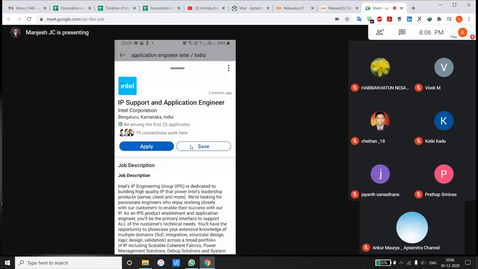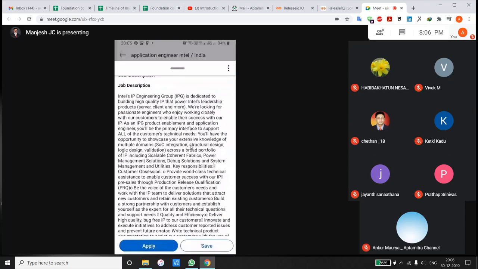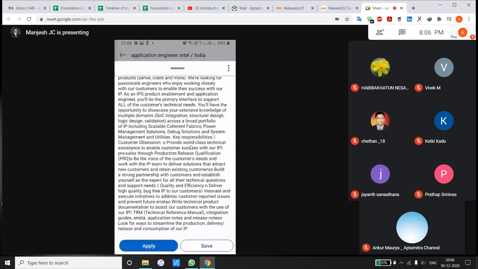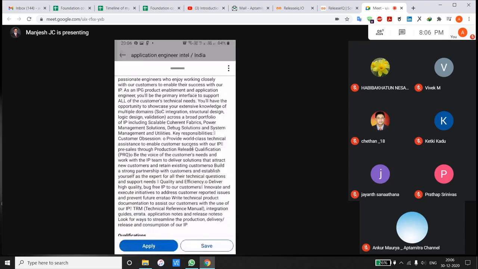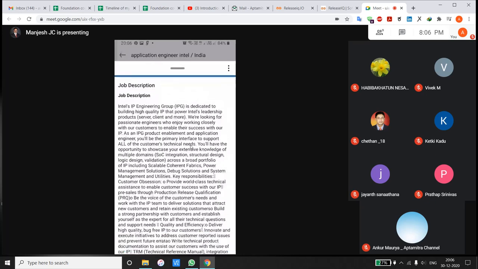What IP support involves is Intel's IP engineering group is dedicated to building high quality IP that power Intel's leadership products. We are looking for passionate engineers who enjoy working closely with our customers. Very, very important. You will work between customers and the technical team to enable their success with our IP. And you will not be involved in developing any IP. Already an IP is developed. You will utilize that IP to showcase it to our customers.